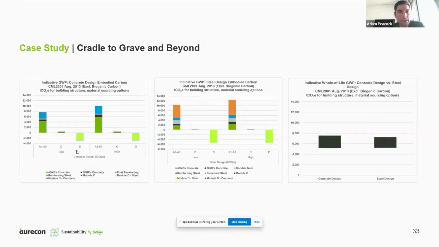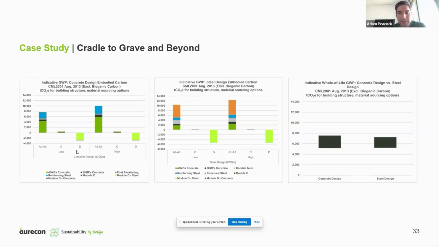Then if you consider the cradle to grave and beyond, the end of life benefits of the steel are greater than what they are for the concrete. Basically, the steel can be reused or recycled at the end of the life, but the concrete, you can grind it down and reuse the aggregate. But the end of life benefits, because they're so great for the steel, it actually pulls down. If we look at the comparison, all of a sudden the steel is slightly better than the concrete design, if we consider the whole of life of the project.